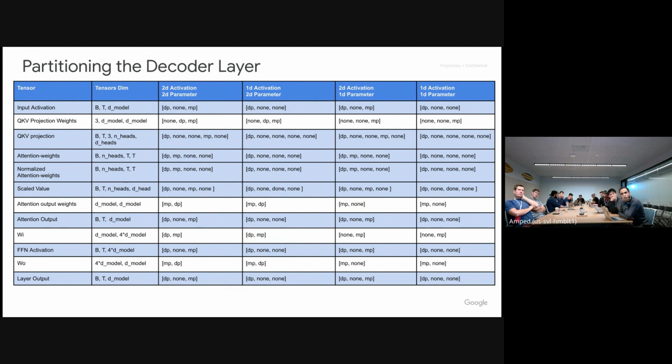And then you have WI, that is expansion, and some people call it projecting up and projecting down, or expanding or contracting. So this is basically WI and WO. Typically, it is 4 times D model, so that is the assumption in this table, but it doesn't have to be. So the second column here lists the dimensions, which again are very, very standard. No matter what is happening, these are the dimensions that you have.